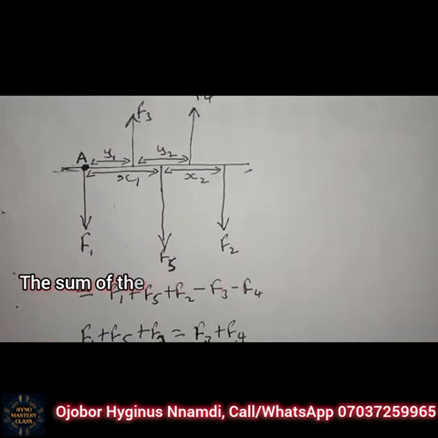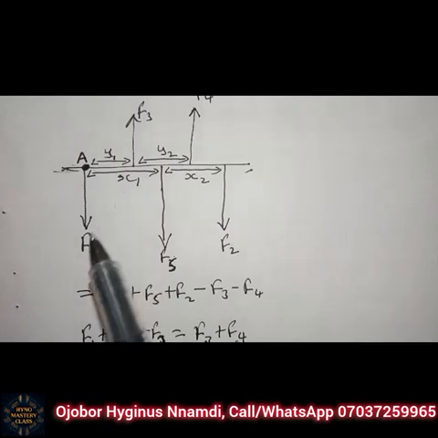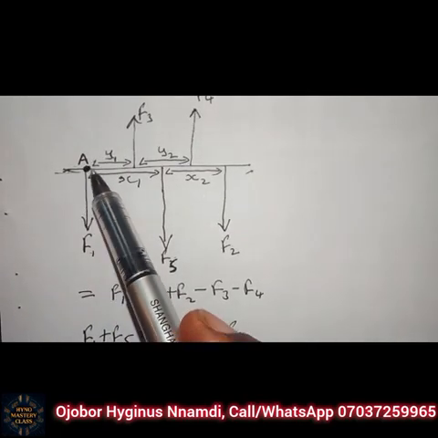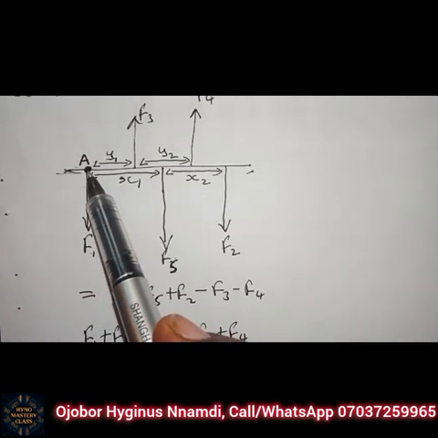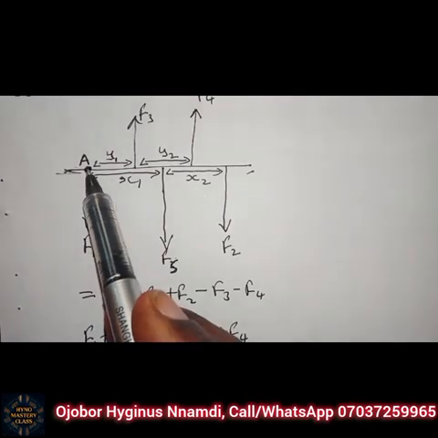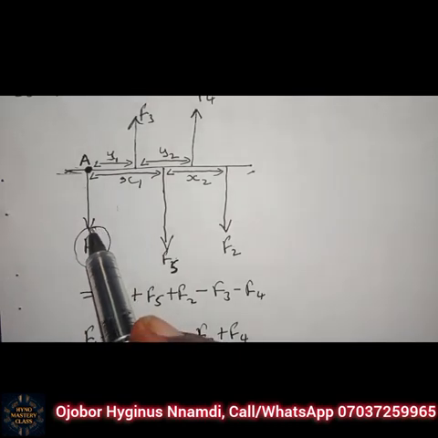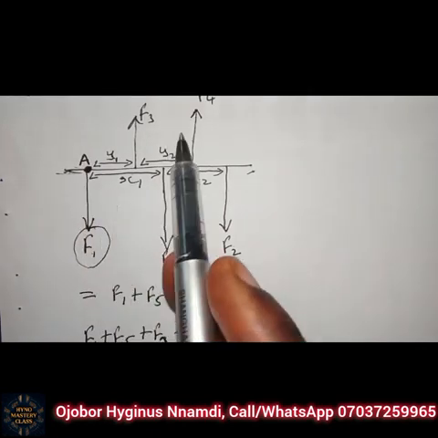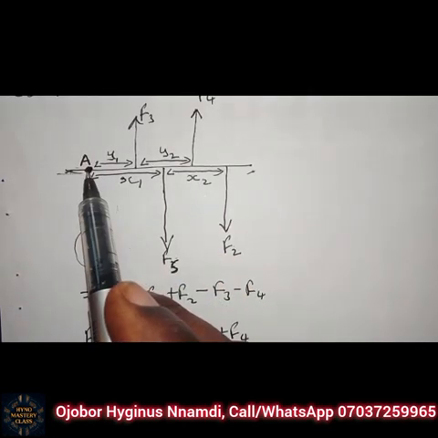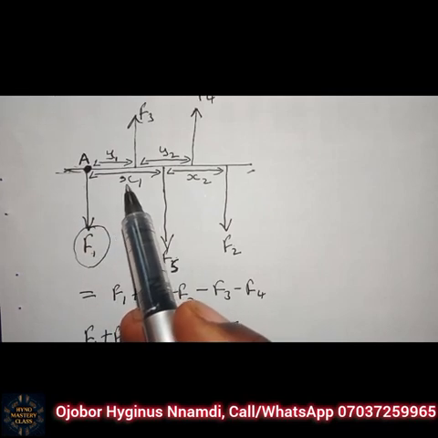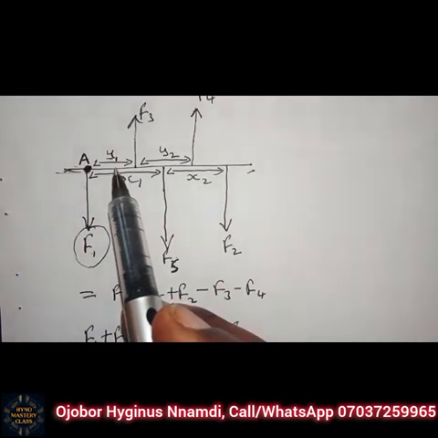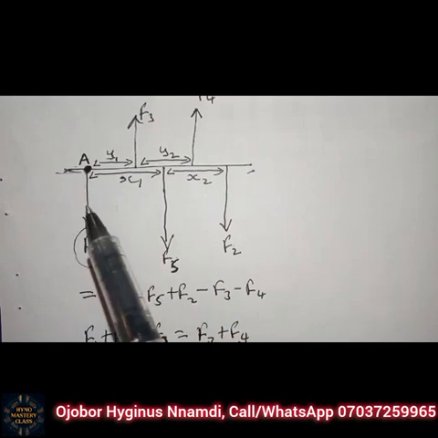So if we look at this diagram, if we want to take a moment about point A, one thing is that if you are taking a moment about a point, then the force acting at that particular point is not taken into consideration, it is ignored. So if you are taking a moment about point A, F1 is not considered, because that is where all the forces are resolving. The moment, like we say, is the product of the force and the perpendicular distance from the turning point to the line of action of that force.